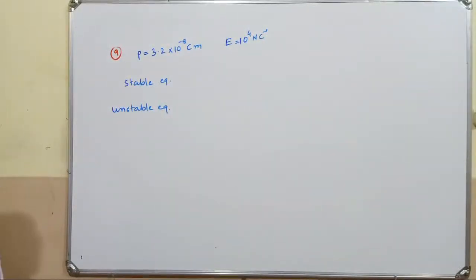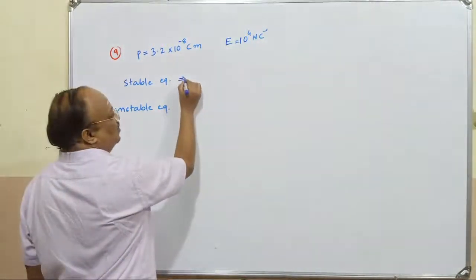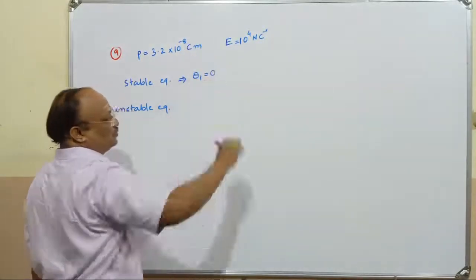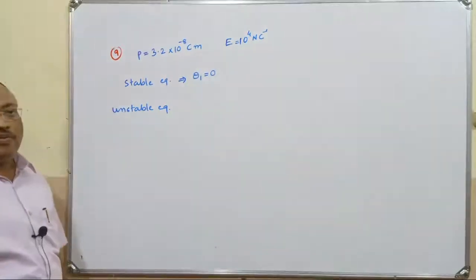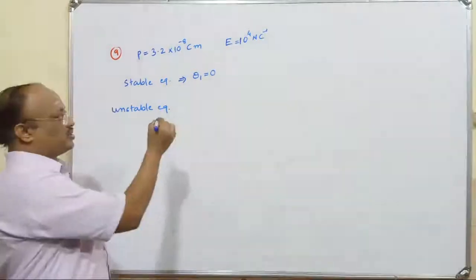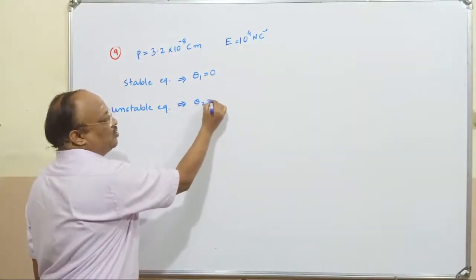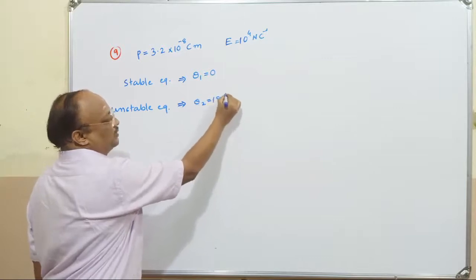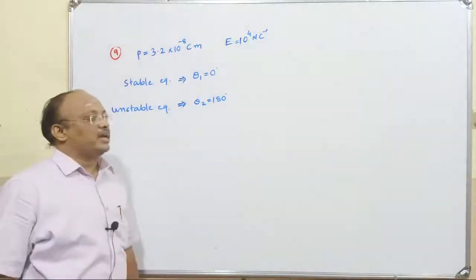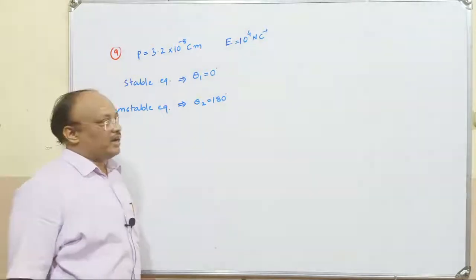So for stable equilibrium, the initial angle theta 1 is equal to 0 degree, as I already discussed. For unstable equilibrium, theta 2 is equal to 180 degree.